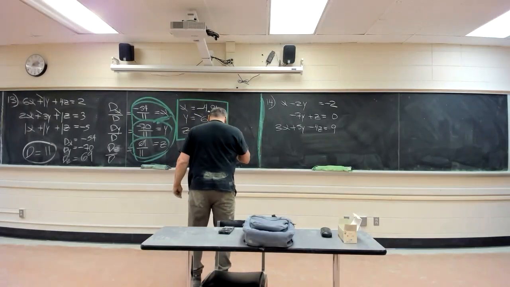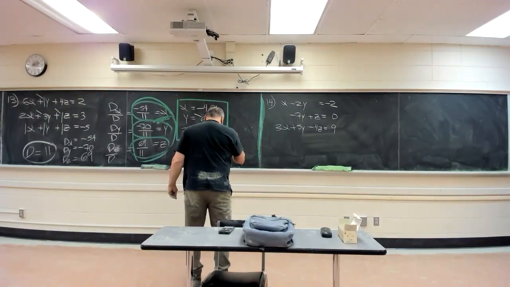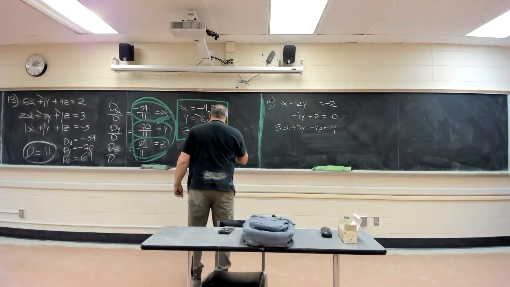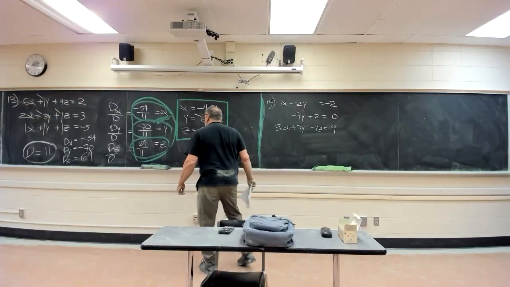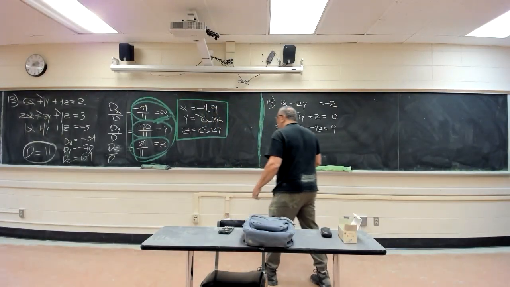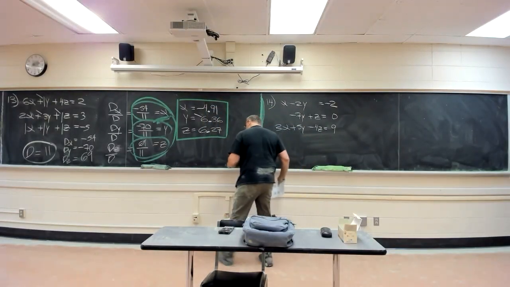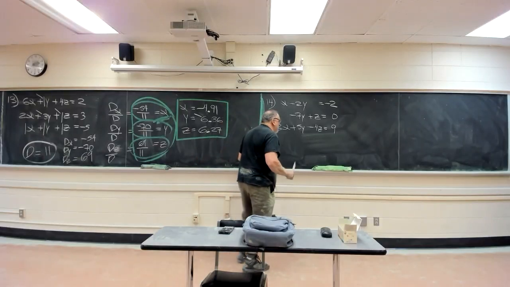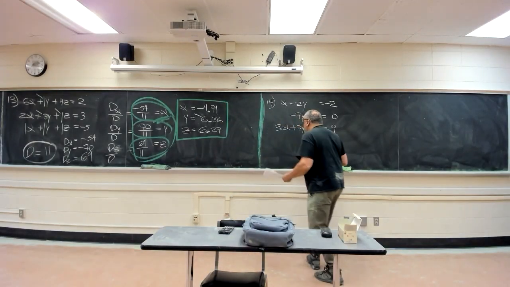So, let me just kind of look at it. Negative 4.91, negative 6.36, and 6.27. Absolutely spot on. It's working. And we proceed. Well, we follow the same procedure here with 14.